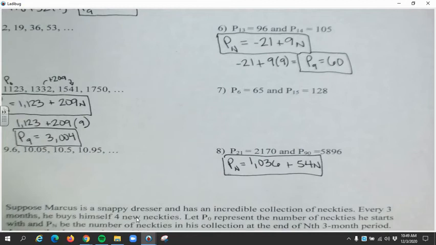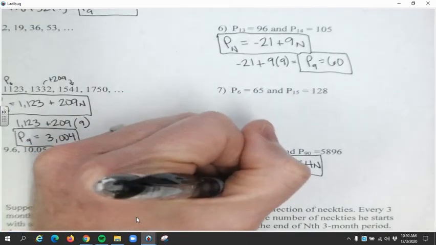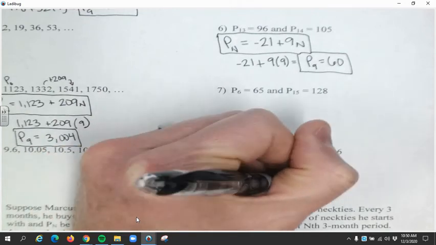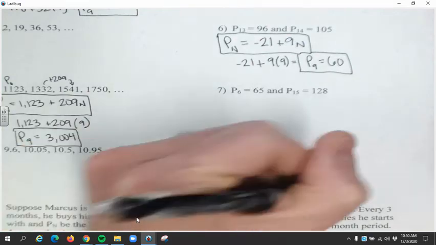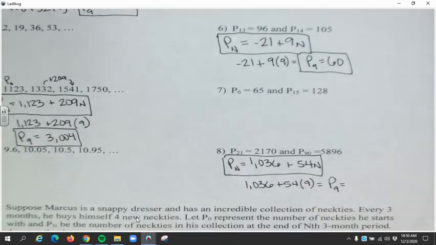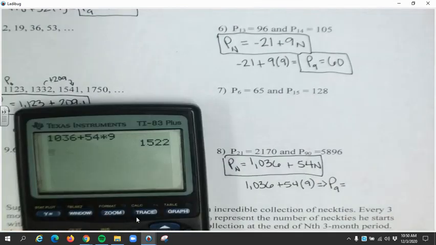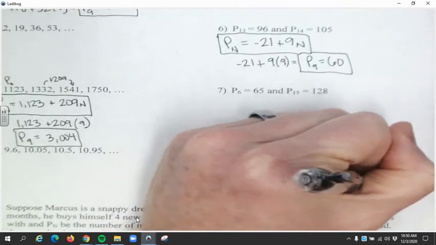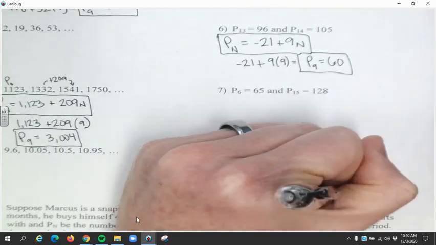And then again, like always, I need to find the 9th term. So to do that, I'm going to take 1036. I'm going to add 54 9 times. So that means the 9th term, P's of 9, is 1522. So my final answer is 1522 for my 9th term.